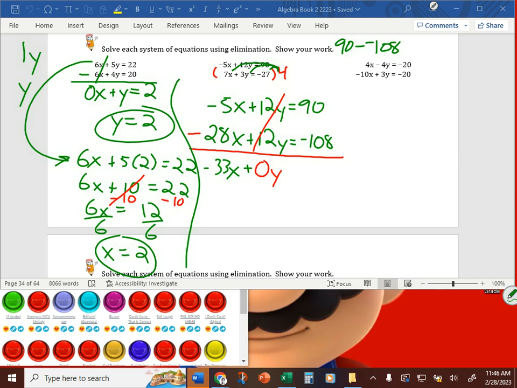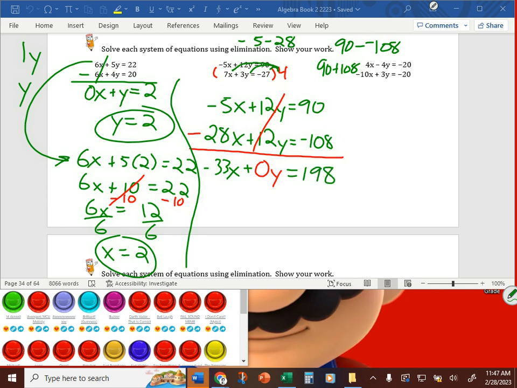Plus, right? Subtracting a negative means you're actually adding. So you've got to be careful here. It doesn't happen here, because negative 5 minus 28, look at the difference. Those signs aren't right next to each other. Here they are. When they're right next to each other, it actually turns into 90 plus 108. Okay?